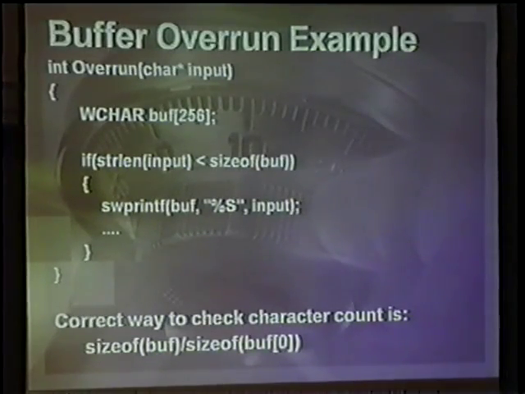And so then we use swprintf, which is completely unsafe under anything except for very, very trivial circumstances, and then away we go. So the correct way to check for the character count, or the count of any type of array of structures, is the size of the overall buffer divided by the size of the element.